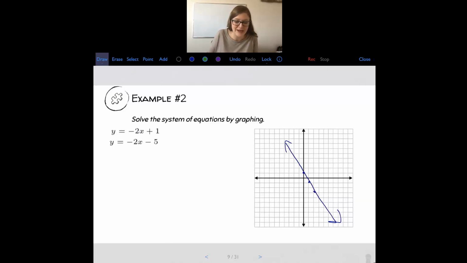So you might know what's going to happen. 1, 2, 3, 4, 5. And then we go down 2/1. These lines have the same slope, which means they're parallel, so they're not going to cross. So this is a case of no solution.